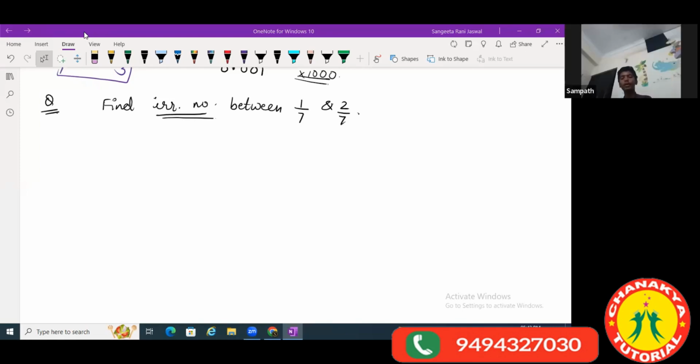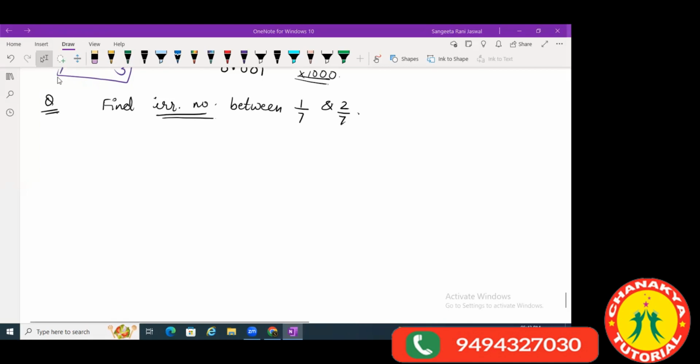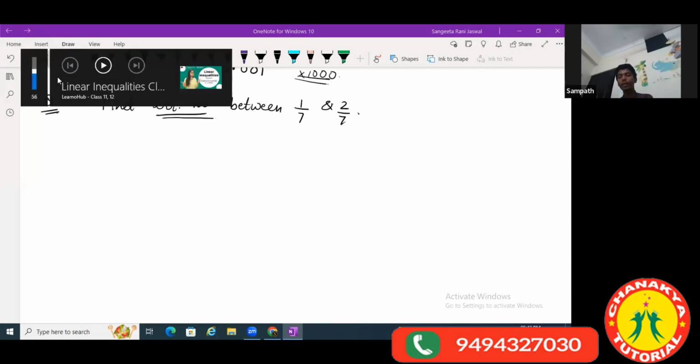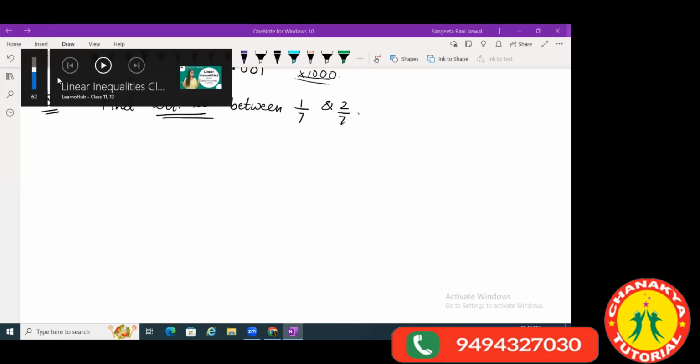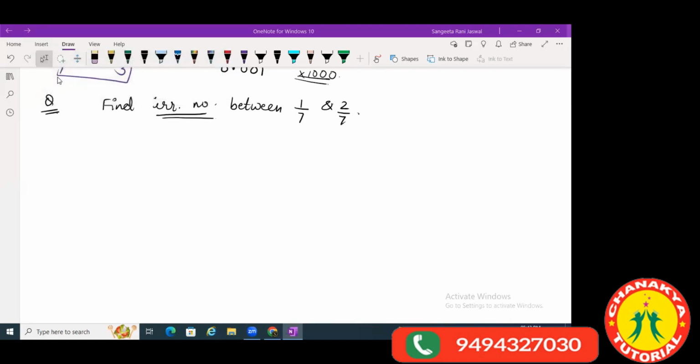Ma'am, should we do it by converting them into decimals? Yes, Sampath. So what we will do, we will convert this to decimal first. So let's convert 1/7 to decimal. Divide and check. What do you get? Please divide 1/7 also and 2/7 also. Bring it to decimal form. Everyone, please do. Give me the answer then.